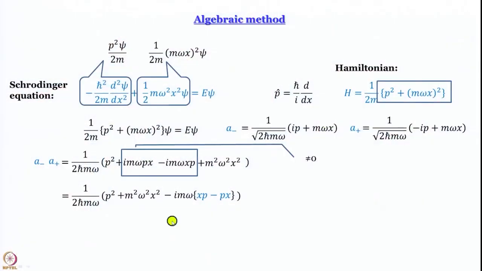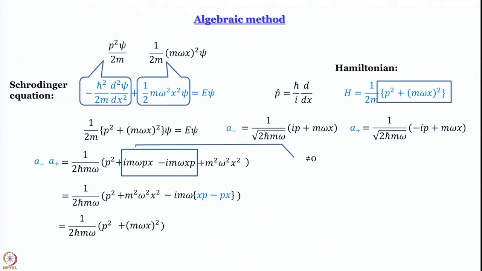Minus I m omega is common. Of course, you could have taken plus I m omega common as well. But this is how Griffith has done it, so I want to stick to it. Minus I m omega is common and you are left with xp minus px. Now, xp minus px for operators is called a commutator. Okay? We will come back to that.